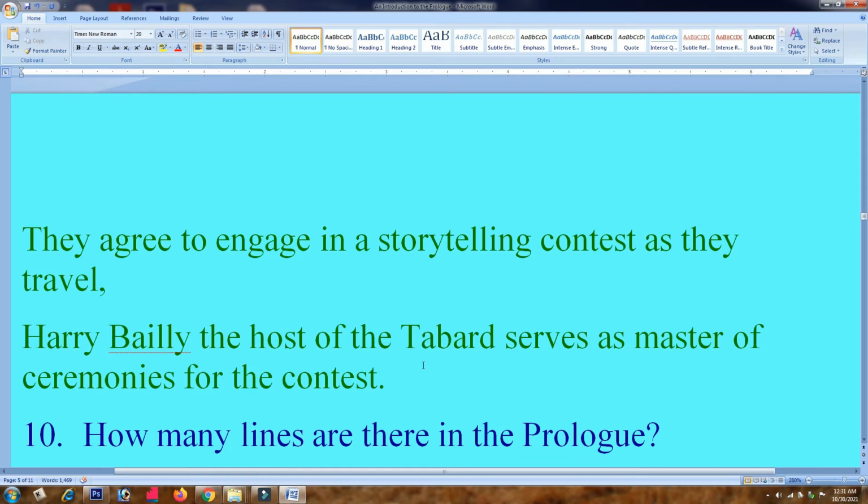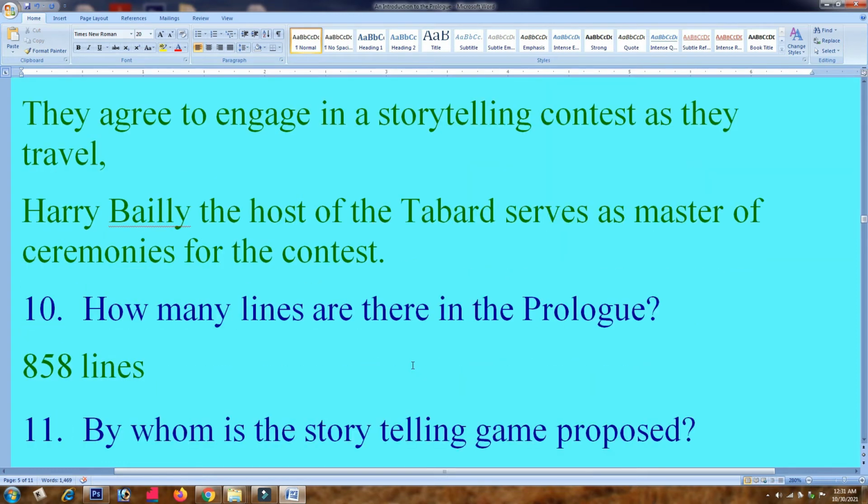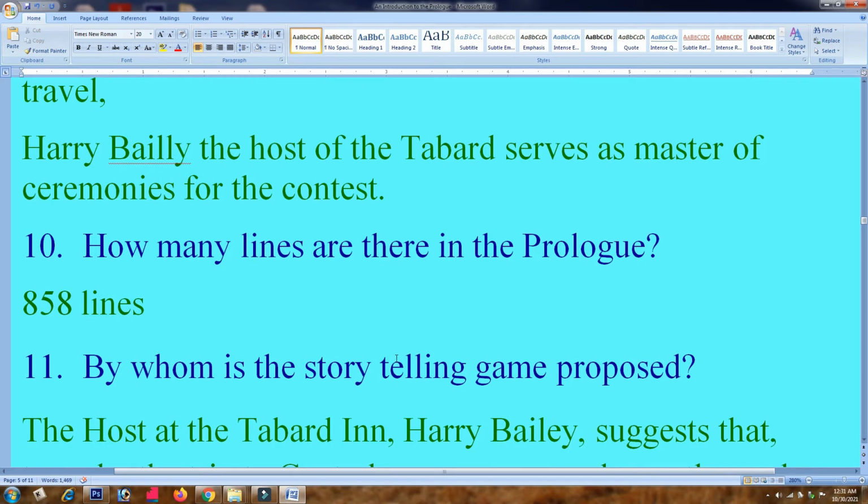They agree to engage in a storytelling contest as they travel. Harry Bailey, the host of the Tabard Inn, serves as the master of ceremonies for the contest. How many lines are there in the prologue? 858 lines.